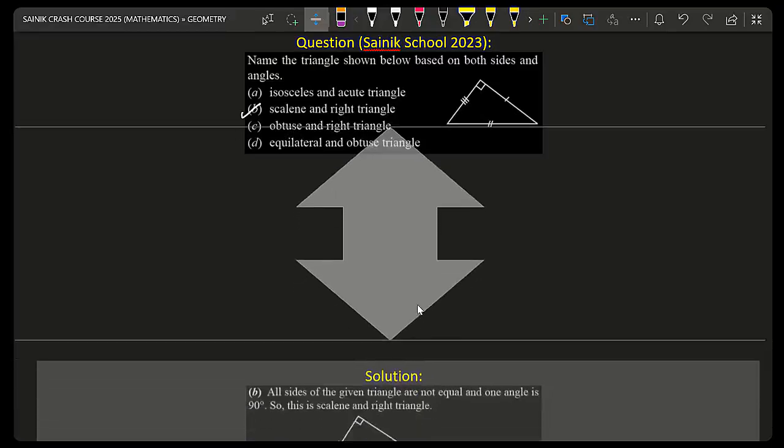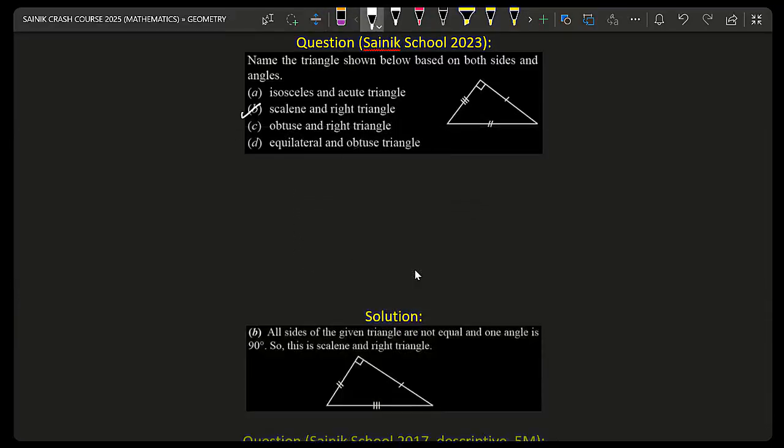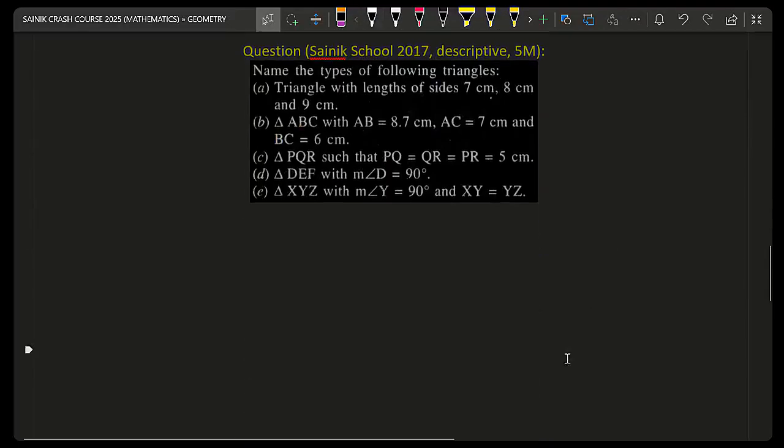Very good, Daksh. You can mute. So all the sides of the triangle are not equal and one angle is right. So it is a scalene and right angle triangle. Simple question. Next, this question came in the descriptive exam in 2017 for 5 marks. Name the types of following triangles. So there are 5 questions. First one, a triangle with sides of lengths 7 centimeter, 8 centimeter, and 9 centimeter.